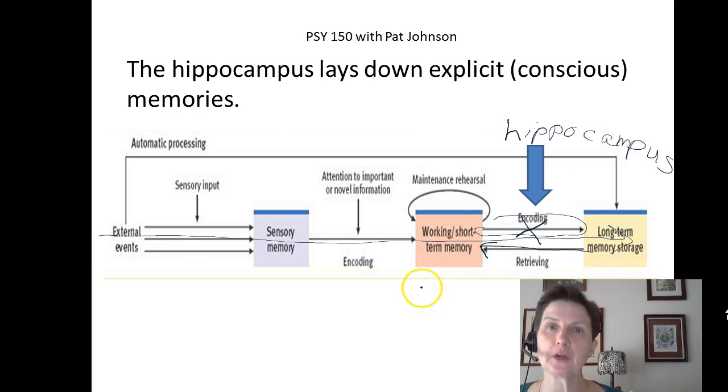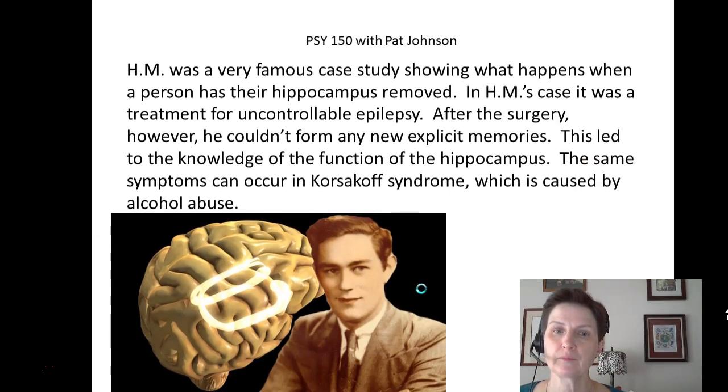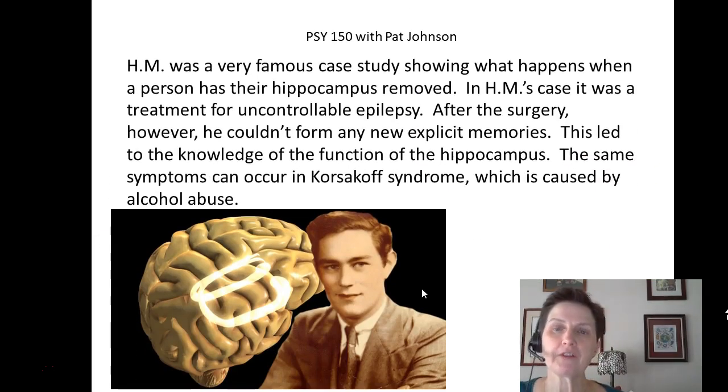I'll also include a video in the optional videos where you can look at just this type of problem. So here's HM. He was a very famous case study showing what happens when a person has their hippocampus removed. In his case, it was a treatment for uncontrolled epilepsy.